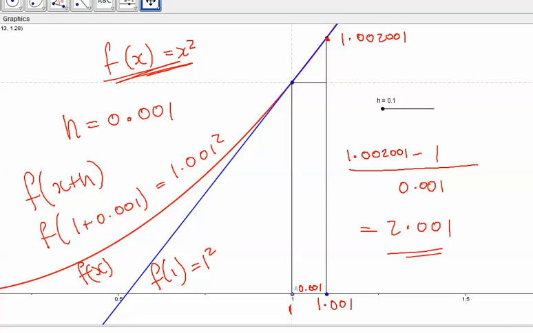But the idea behind this is that if I want to work out the exact gradient at 1, I need to make this value even smaller. So I need to make h even smaller, like 0.00 something.